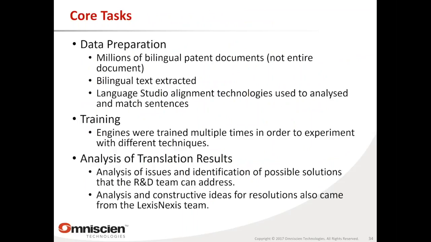Now, if we look at the core tasks, they were to take millions of bilingual patent documents, and not the entire document, just pieces of it, extract data that was bilingual between an English document and a Japanese document, and then align every sentence. So we had to match the sentences and align them, and we ended up with, I think, somewhere in the vicinity of about 20 million sentences.